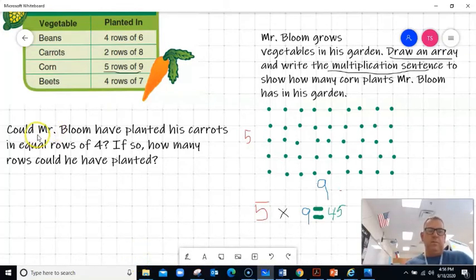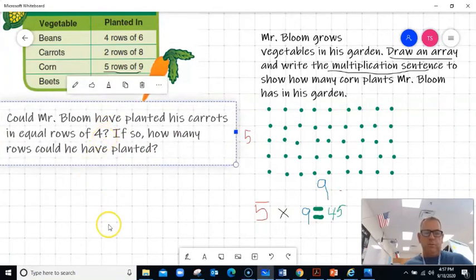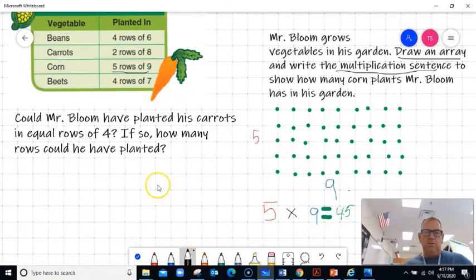Okay, it's talking about Mr. Bloom. Could Mr. Bloom have planted his carrots in equal rows of 4? If so, how many rows would he have planted? So there's 2 questions right there. We're going to answer both the questions. First question is, can he plant them with 4 in a row and make equal rows? And if so, how many rows would there be? So we're going to have to answer 2 different things here. So go ahead and do that on your own, and we'll come back and look at it afterwards.